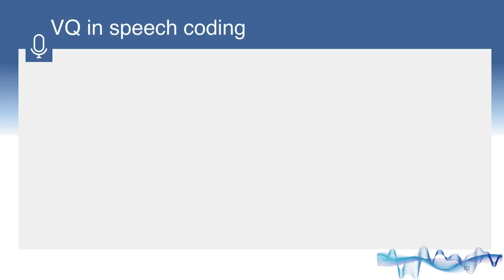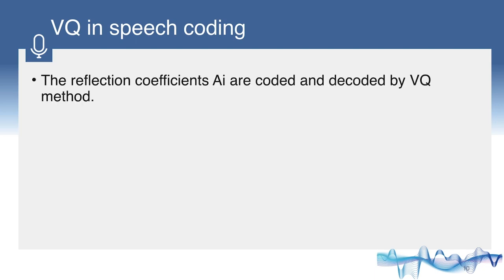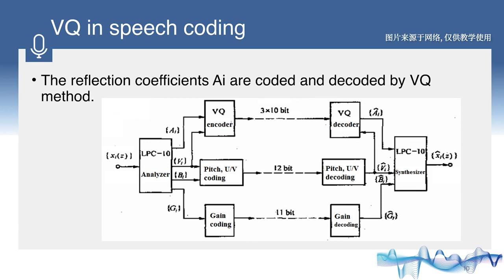Vector quantization is often used for quantization of speech coding parameters. After each frame of speech signal is analyzed by LPC, LPC coefficients, or equivalent parameters such as reflection coefficients or LSP, are obtained to form a vector, and vector quantization is performed, which greatly reduces the coding rate.